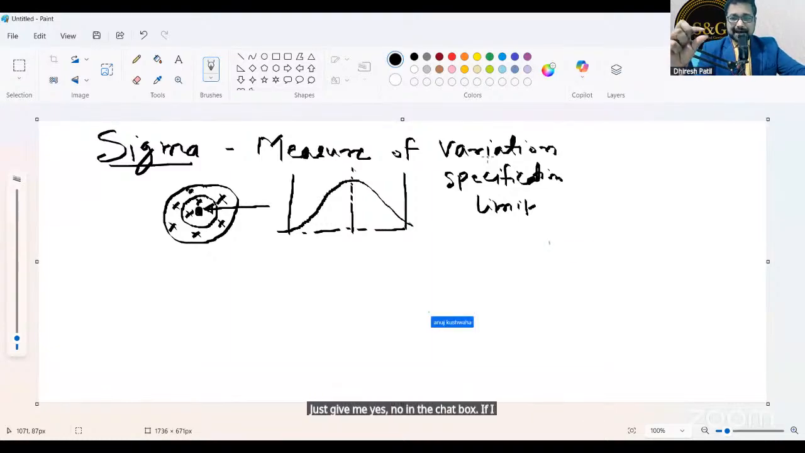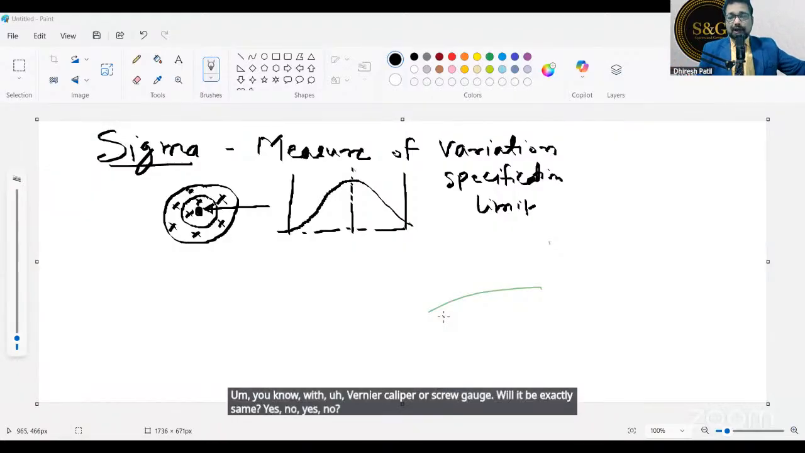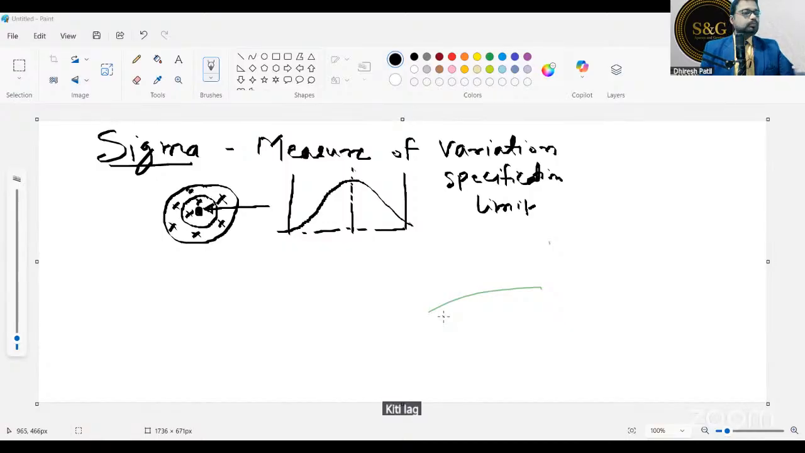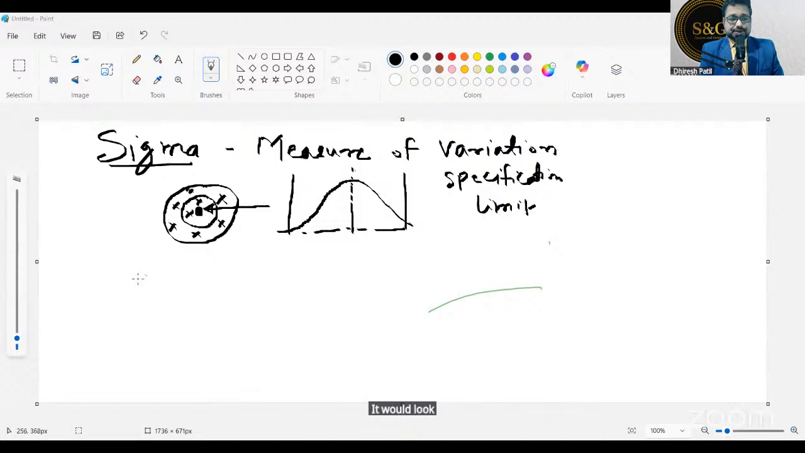If I measure the diameter with a vernier caliper or screw gauge, will it be exactly the same? Yes, no, yes, no. How many people think yes, how many people think no? Okay, some people are saying yes, ideally yes, theoretically yes. Some people are saying no. Okay, now understand it. Let's say I start measuring it, it would look like this.